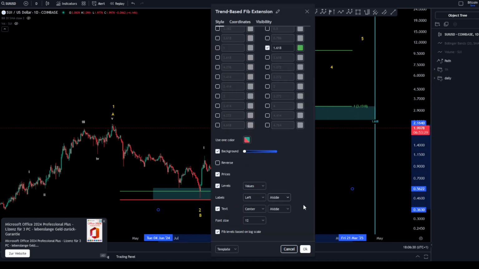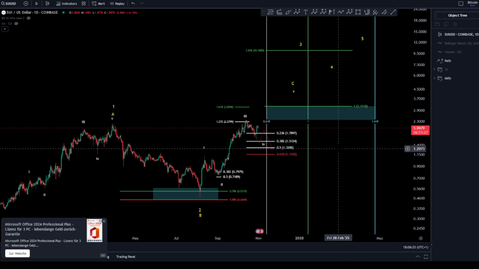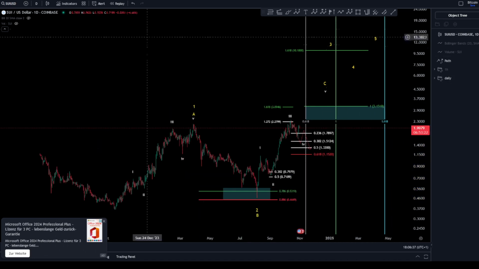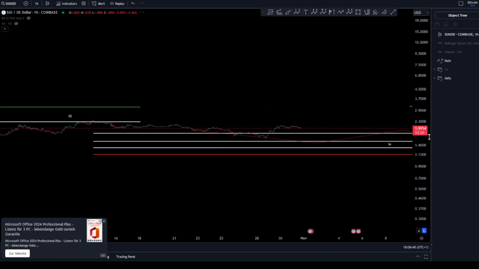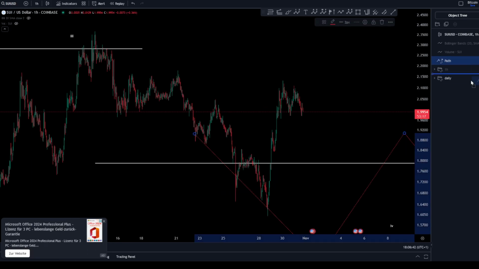Now let me check one thing. Yes, all are logarithmic fib levels. All right, so let's dive deeper. Let's go to the 1 hour chart to check what is going on in SUI inside it.